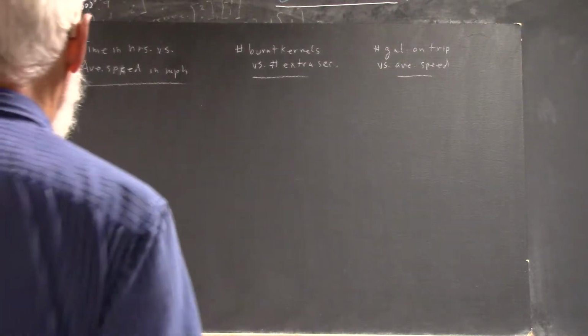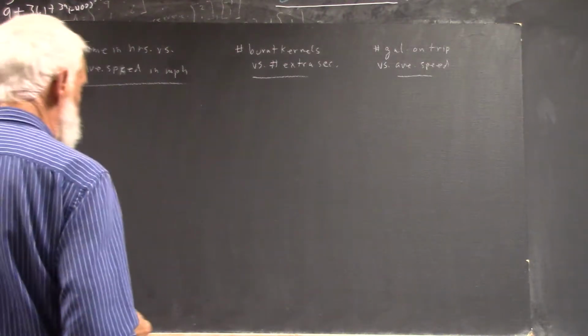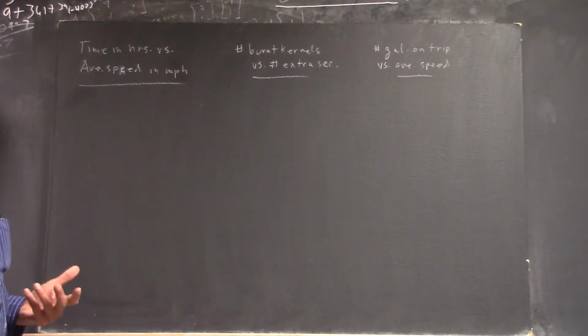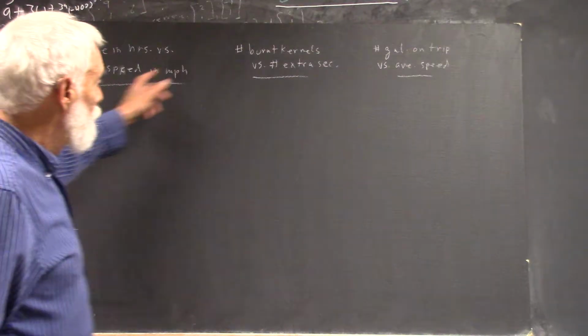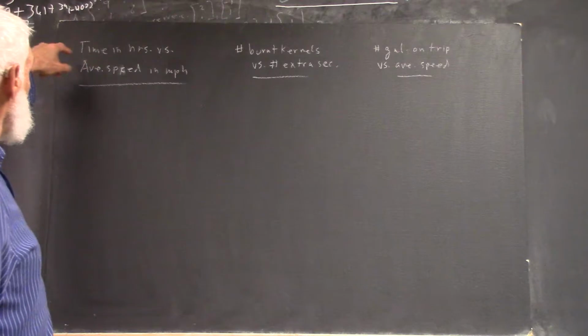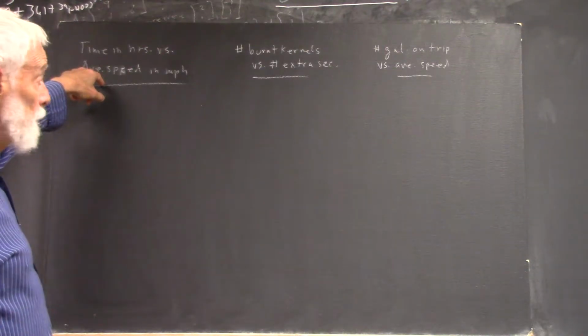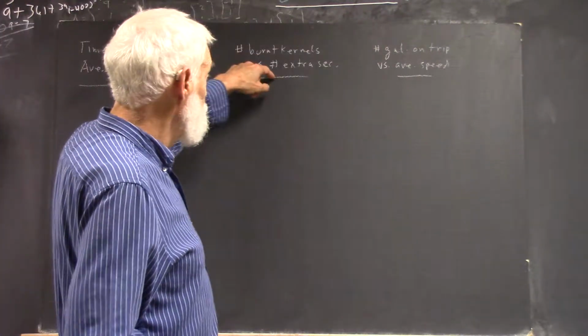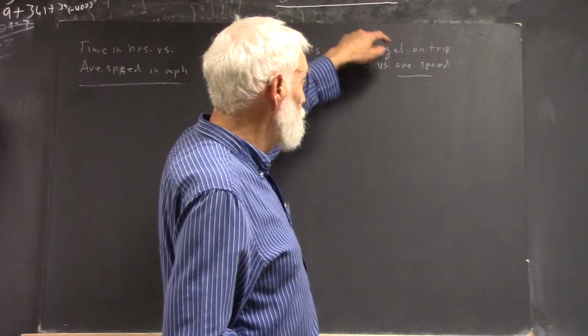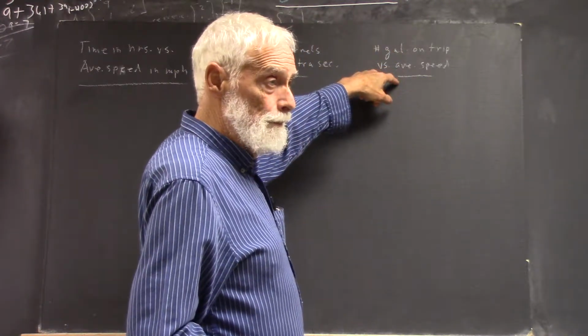Okay, so we're asked to analyze the slope of a graph for each of these things: time in hours versus average speed in miles per hour, number of extra bird kernels versus number of extra seconds, number of gallons in a trip versus average speed.